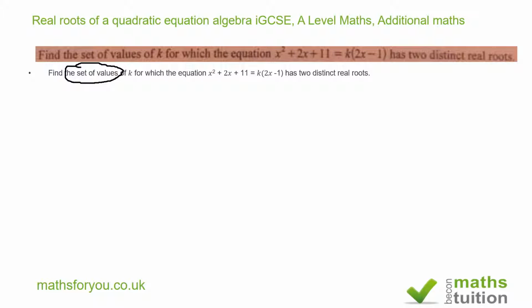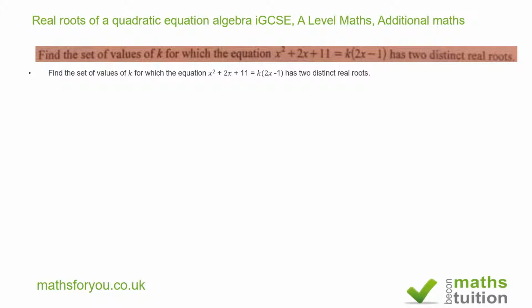Find the set of values of k for which the equation x squared plus 2x minus 11 is equal to k into 2x minus 1 has two distinct real roots. In other words, if we draw a graph for a given k value, the graph must cut the x-axis twice. Okay, so bear that in mind.